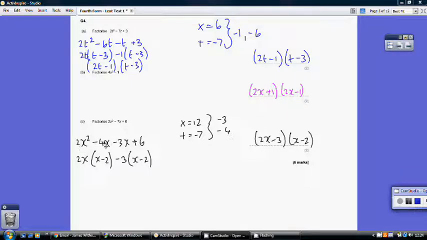Fully factorise the opening 2 terms to get this. Fully factorise terms 3 and 4 to get this, and then your final answer comprises the 2x minus 3 and the repeated bracket of x minus 2.